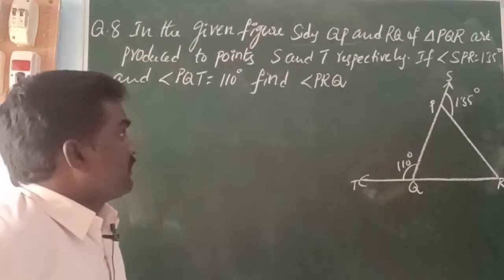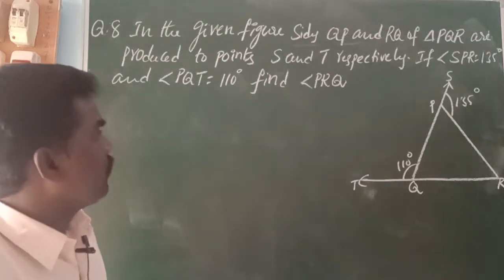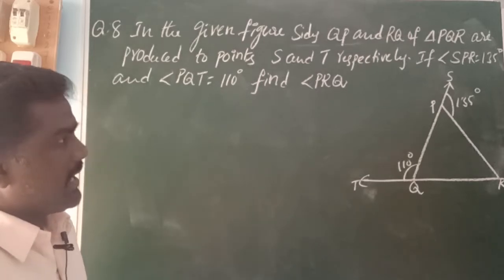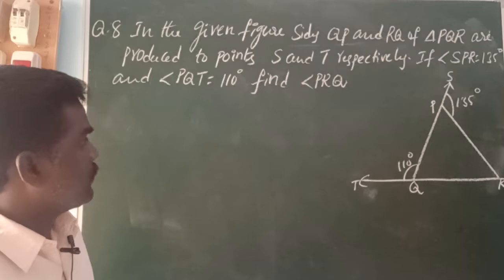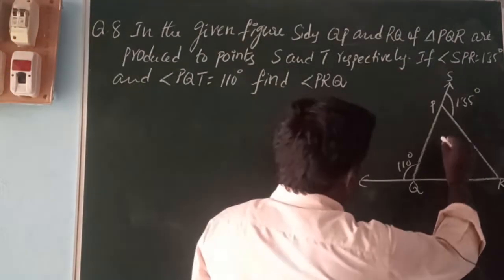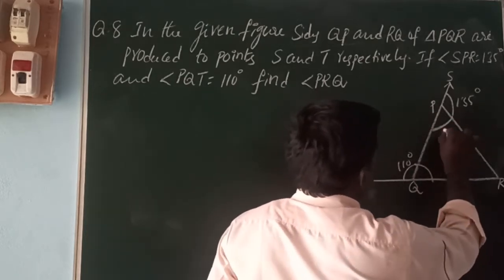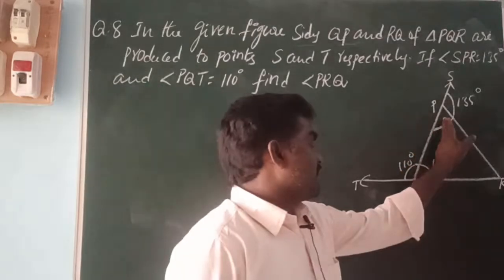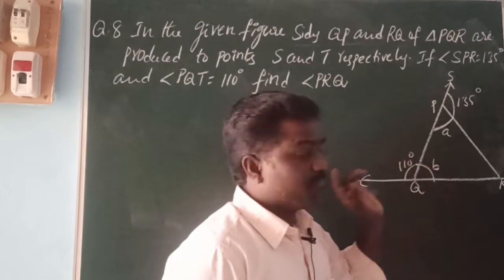In the given figure, sides QP and RQ of the triangle PQR are produced to points S and T respectively. Angle SPR is 135, angle PQT is 110. Find angle PRQ. So here we know that sum of angles at a point on a line is how much? 180 degrees. Okay, here this angle we don't know, let us call that A. This angle we don't know, let us call that B.